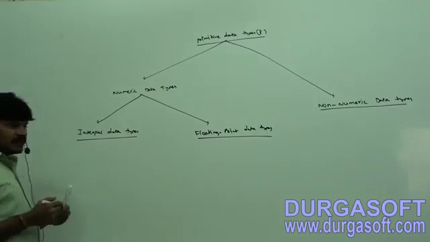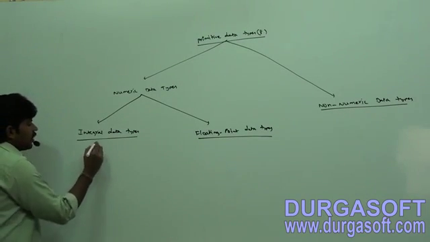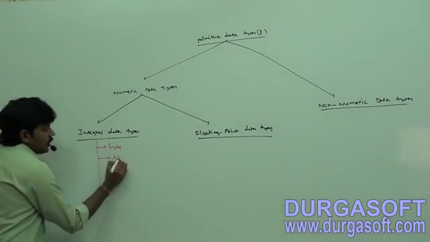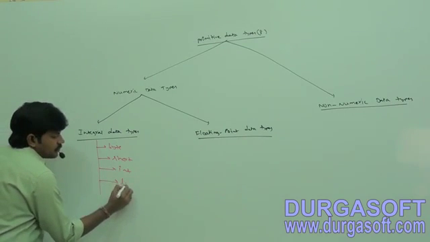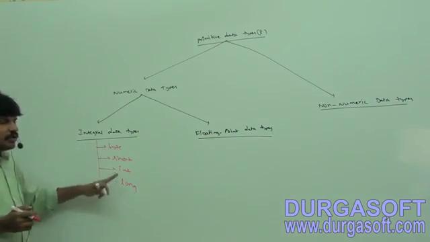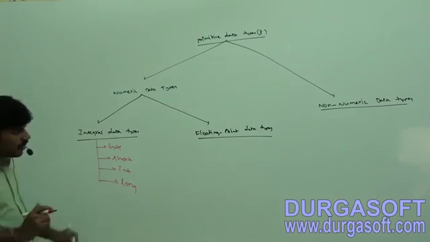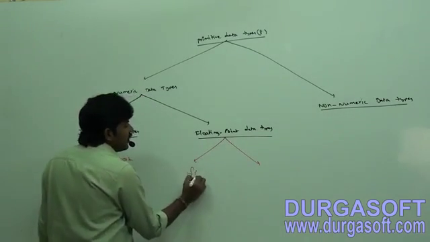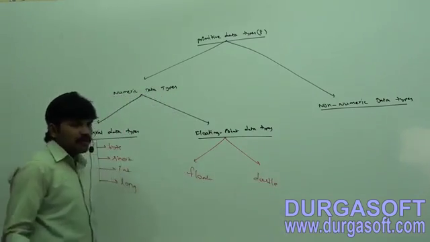In the integral data types, once again, how many are there? Byte, short, int, long. These data types are integral data types to represent numbers without a decimal point. Floating point types are two categories. One is float, second one is double.